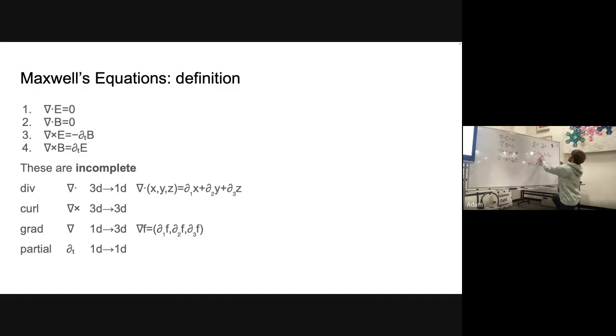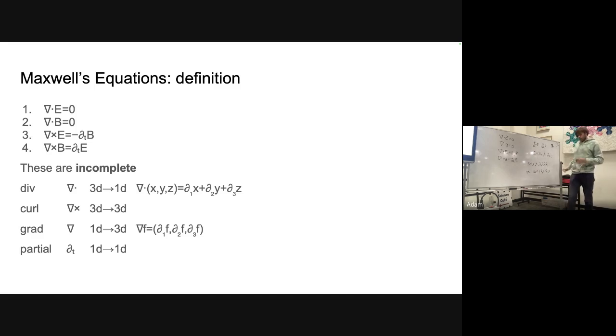So if I have three functions, x, y, and z, then you just do the derivative with respect to x of the x function, plus the derivative with respect to y of the y function, plus the derivative with respect to z of the z function. So that is divergence. It's the way to calculate it.